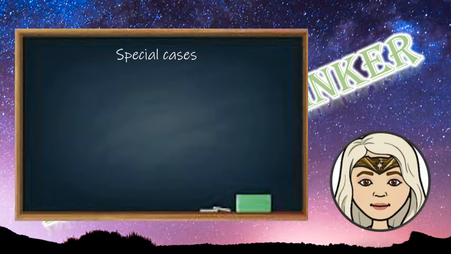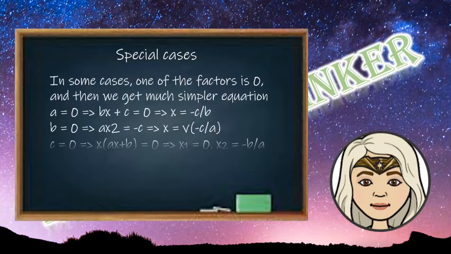In cases where one of the factors is 0, we get much simpler equations. If a equals 0, we get bx equals negative c. And if b equals 0, we get ax squared plus c equals 0, which only requires finding the square root. And if c equals 0, we get x times (ax plus b), which is very similar to the first case, but one solution is 0.